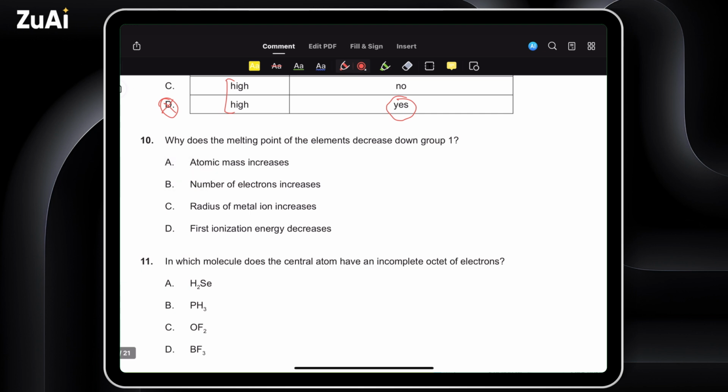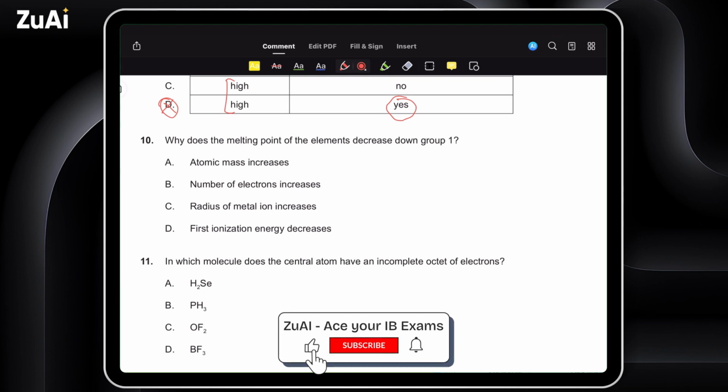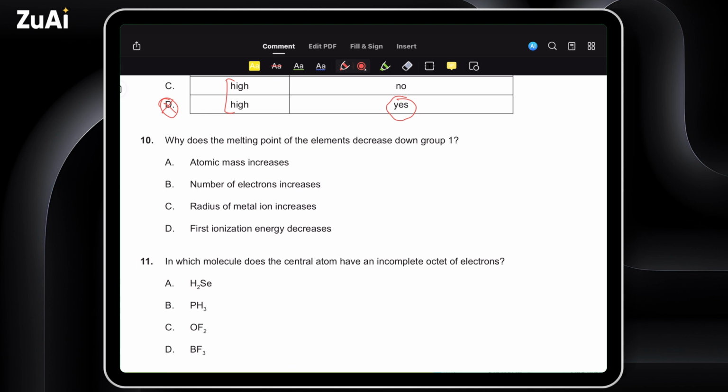Why does the melting point of the element decrease down the group? Because the melting points depend on group 1, the metallic bonding strength is going to decrease. But why? Is it that the number of electrons increases down the group? The radius of the metal increases, so the radius is going to increase.